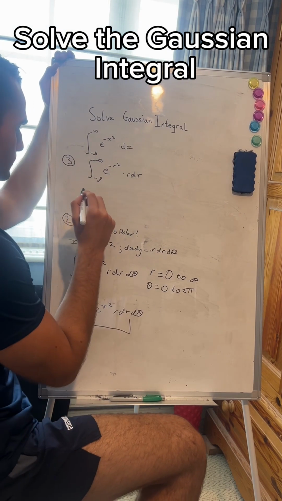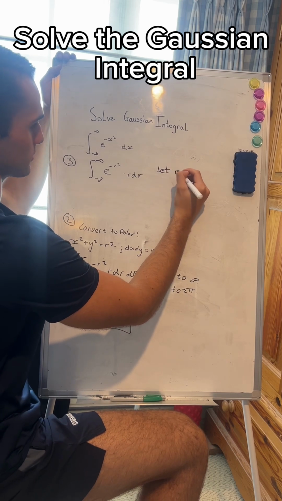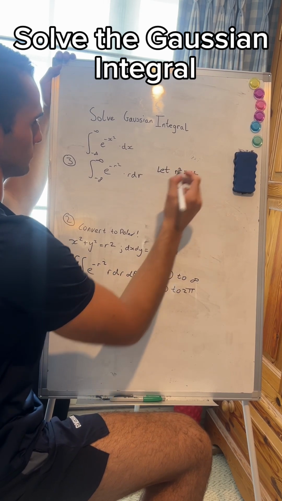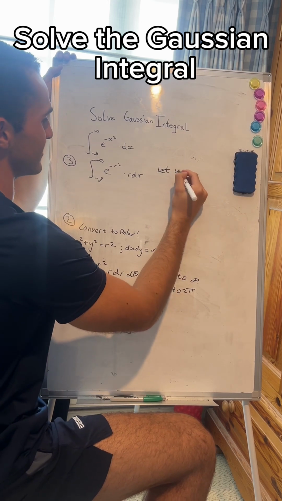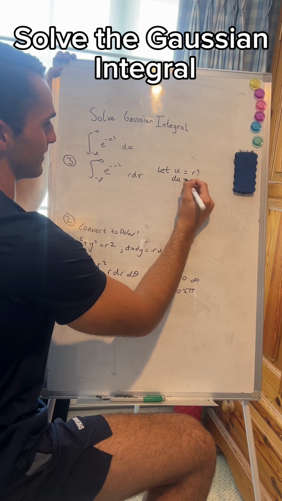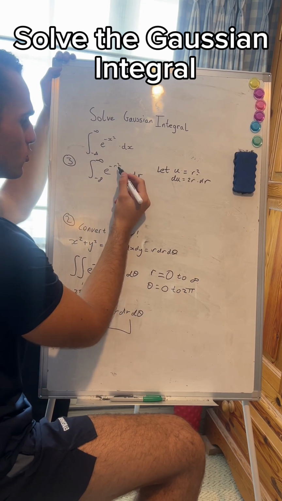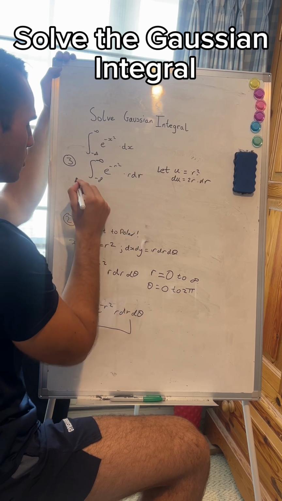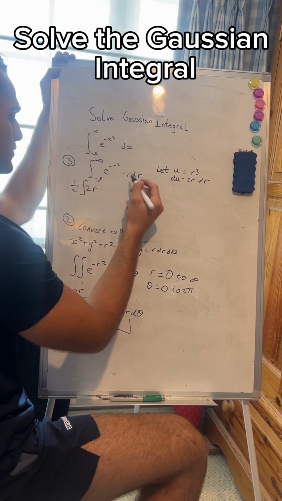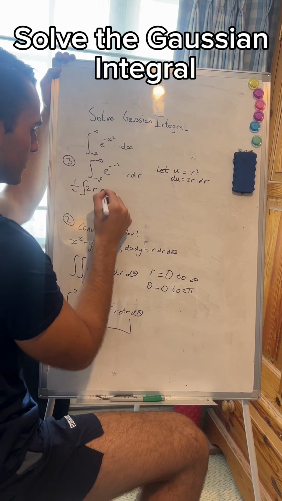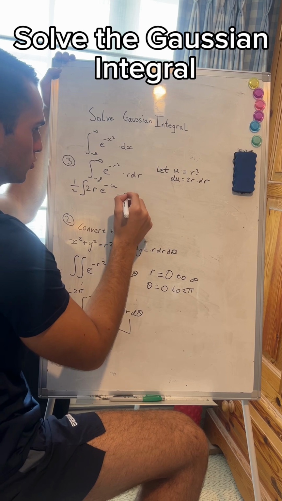Well, first we need to let u equal r squared. So du equals 2r times dr. So now we've got the r, but we don't have the 2. So we need to half the integral and times the whole thing by 2. So we've got that. And then we've got to write e to the minus r squared, so e to the minus u.